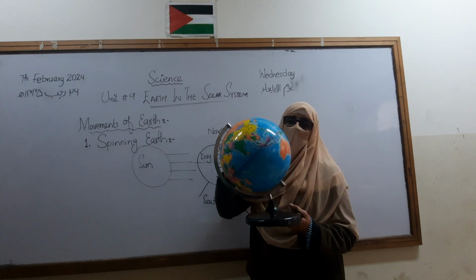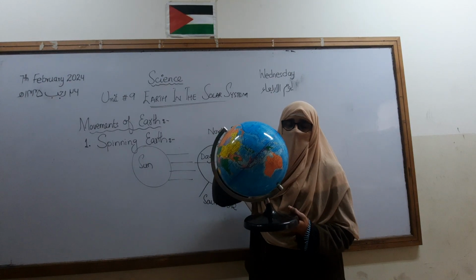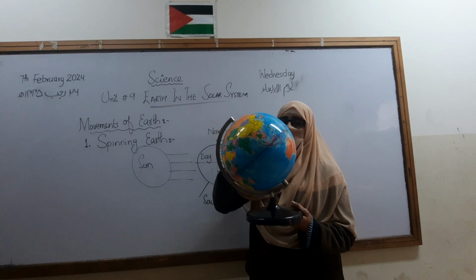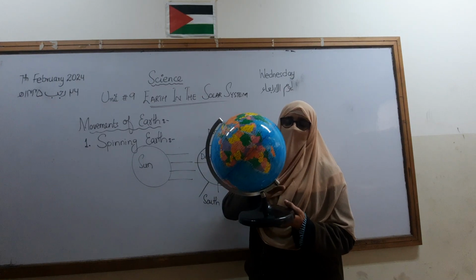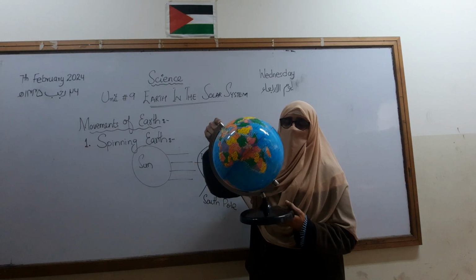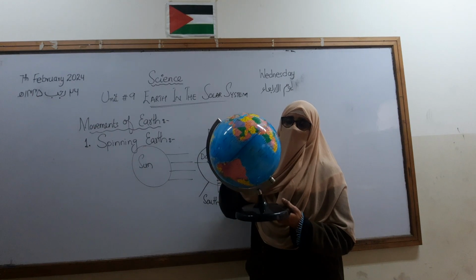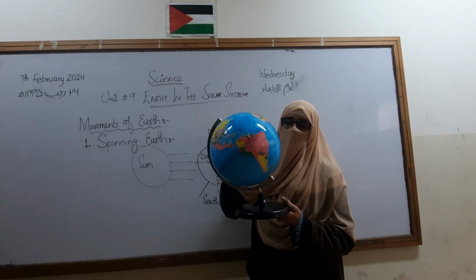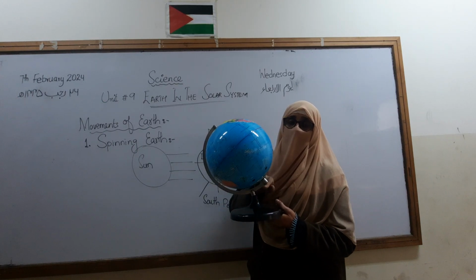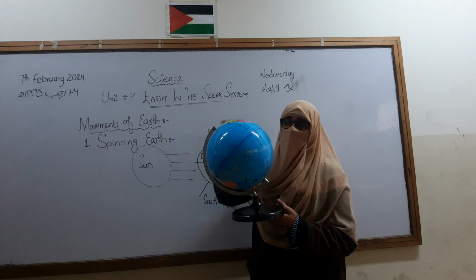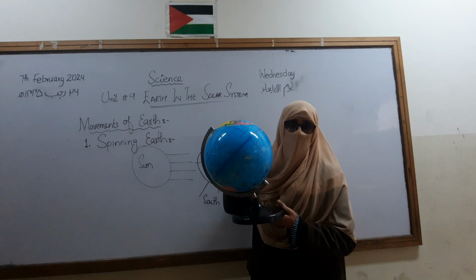As we see that this is the globe, and we can also see the spinning of the Earth like this, that the Earth is spinning on its own axis. This is the axis of the Earth, which is shown in the globe, and it can spin like this, on its axis, which is the imaginary line. This axis is the imaginary line which starts from the North Pole to the South Pole, and it can divide the Earth into two halves.